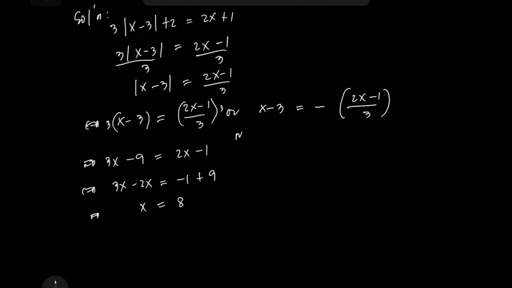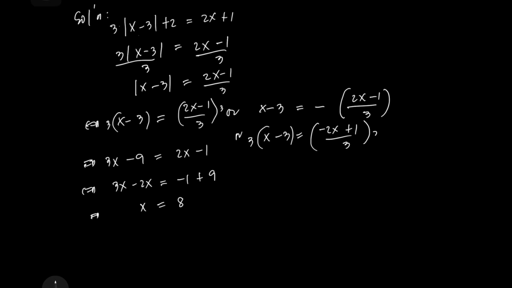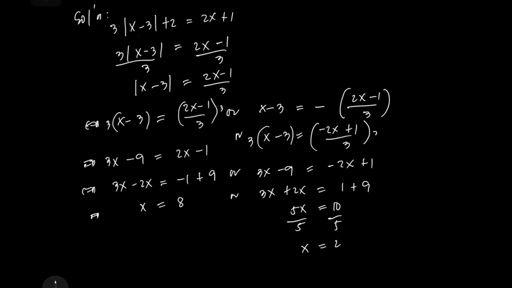Now on the other side, we have x minus 3 equals, distribute the negative first, negative 2x plus 1 over 3. Then multiplying 3 on both sides of the equation to eliminate the denominator, we have 3x minus 9 equals negative 2x plus 1. Then combining the variables on the left side, we have 3x plus 2x equals 1 plus 9. So this is 5x equals 10. Divided by 5 on both sides, we have x equals 2.